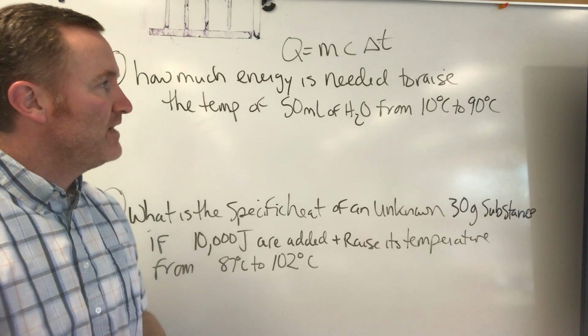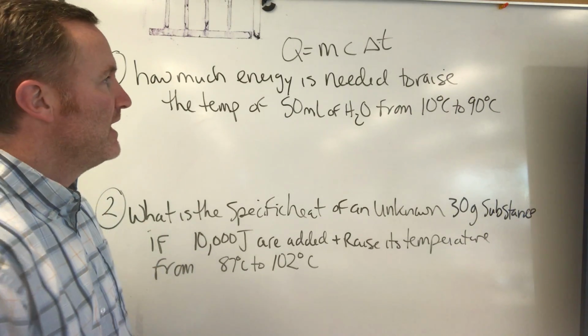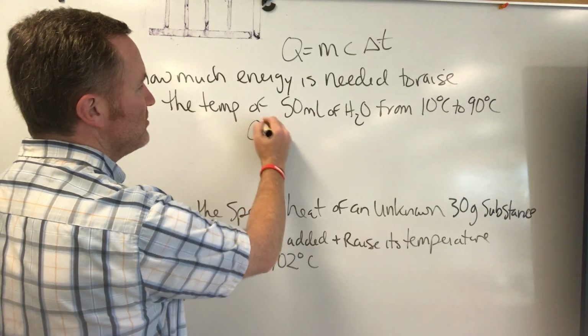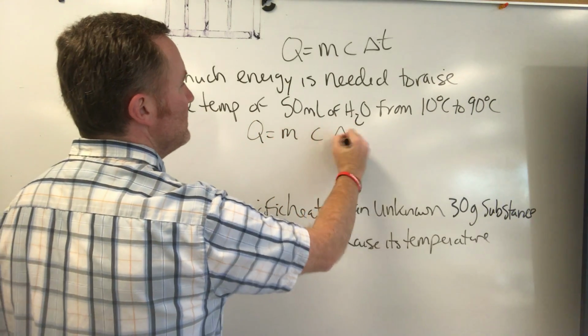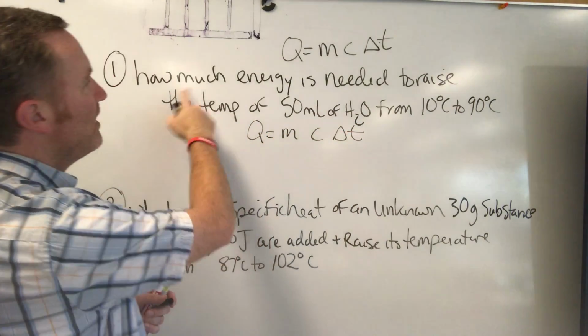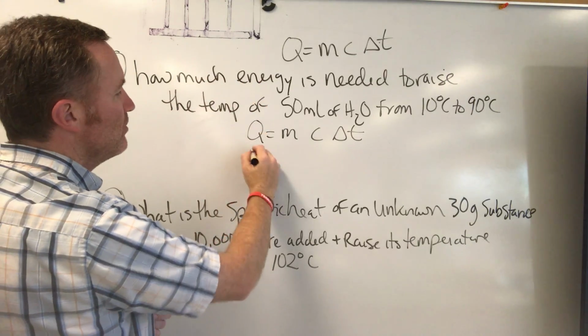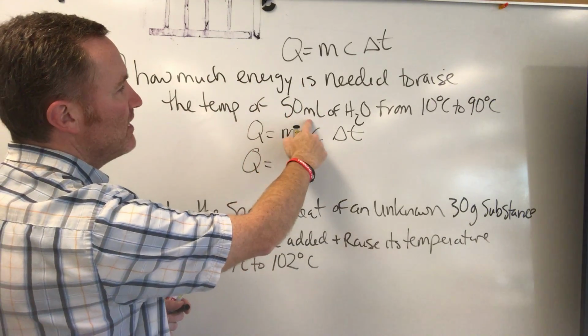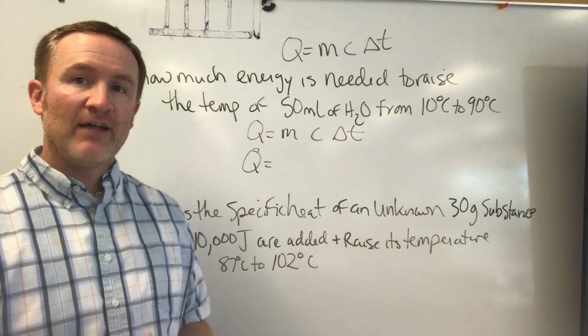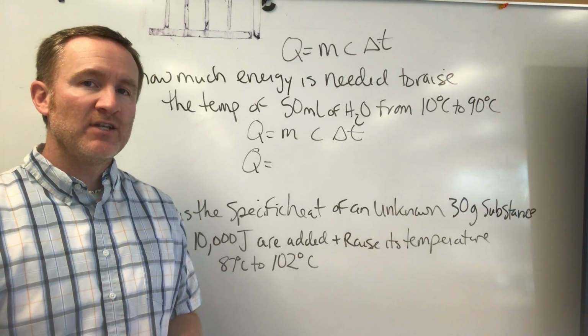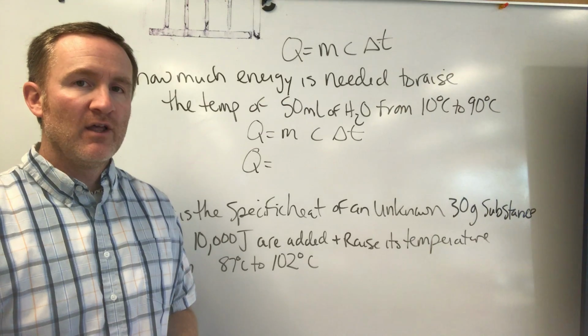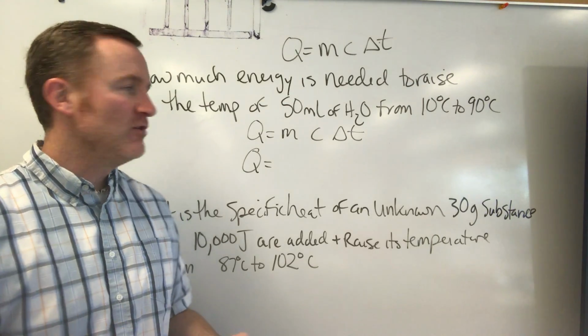So our first question: how much energy is needed to raise the temperature of 50 milliliters of water from 10 degrees Celsius to 90 degrees Celsius? All we want to do is get in the habit of substituting. Q equals mc delta T. We're trying to solve for Q. We know the mass because the density of water is 1 gram per milliliter. So if I have 50 milliliters of water, I have 50 grams of water.